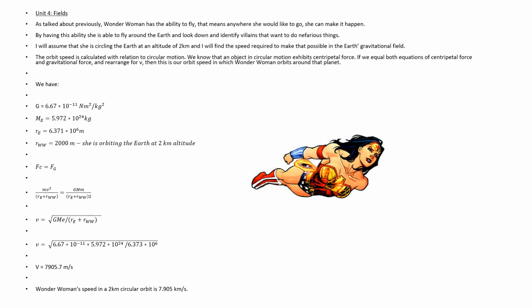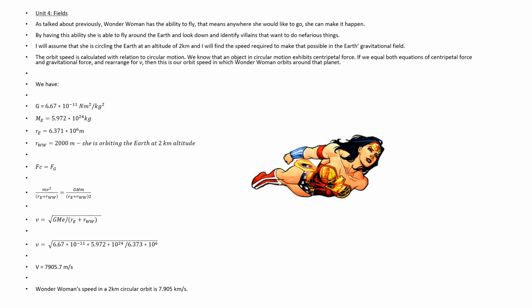And here are the values that we have. We have the gravitational constant, the mass of the Earth, the radius of the Earth, and the radius at which she orbits, which is 2,000 meters, or a 2-kilometer altitude. When we equate our centripetal force to our gravitational force, we get mv squared over r and GMm over r squared. Then the equation that we get for velocity is the square root of GM over r, where M is the mass of the Earth and r is the radius.